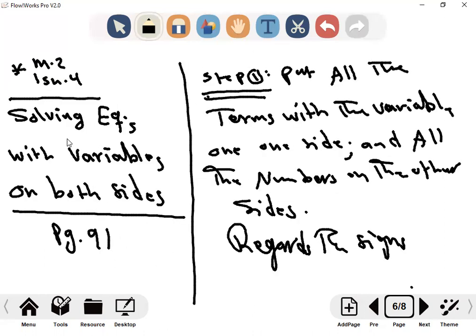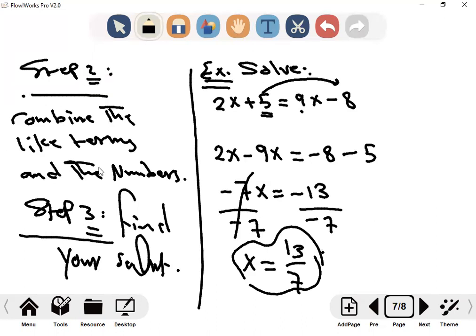We are on lesson 4, solve equations with variables in both sides. So we have variables here and here. The first step, we put the terms with the variable on one side and the numbers on the other side. The second step, we combine the terms, then we find the solution.